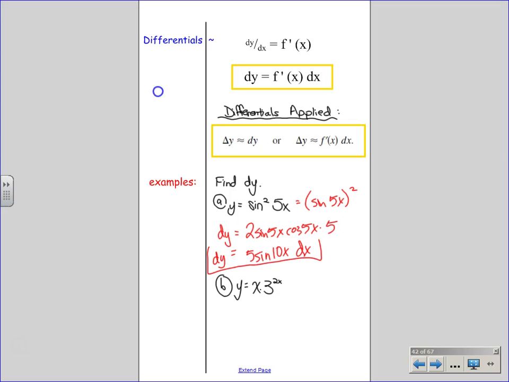What property did I use? Double angle property of sine. 2 sine u cosine u is sine 2u. All right, well, that's fun. Anyway, double angle of sine, forever card number 1.